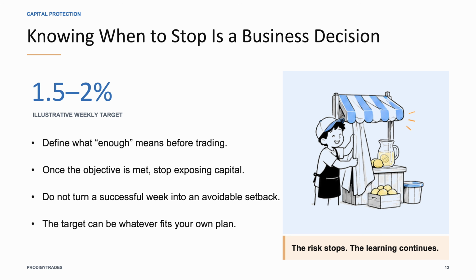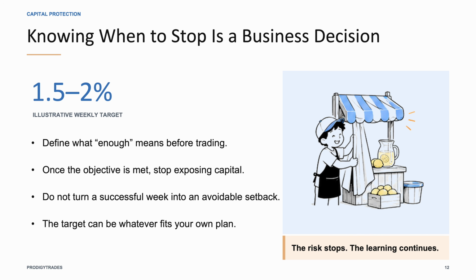If the business has already accomplished its objective, I do not need to keep exposing capital simply because another trade might appear. Depending on the plan and the quality of the opportunity, that may mean stopping live exposure, tapering risk, or becoming much more selective. The danger is turning a successful week into an avoidable setback because you were unable to accept enough.